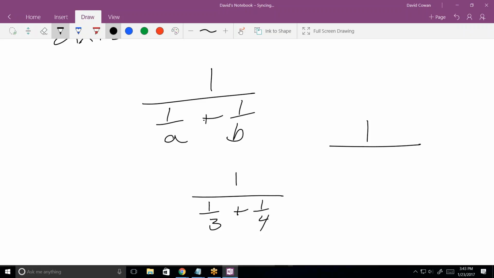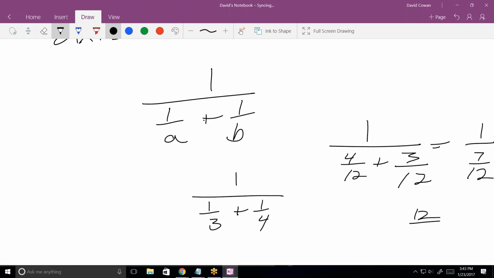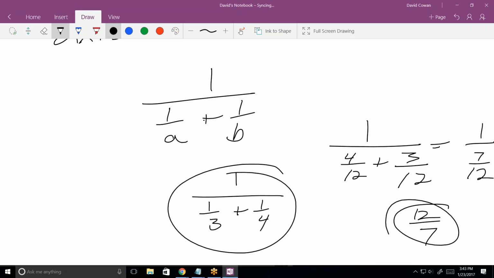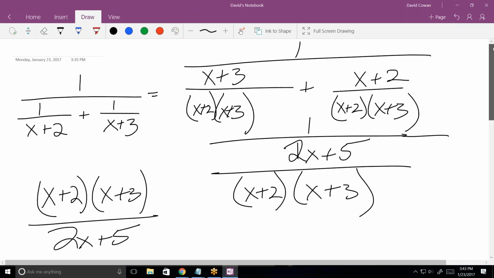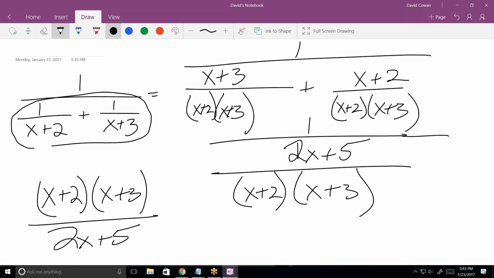So what I really have is 1 over 4/12 plus 3/12, which is 1 over 7/12. Now I flip and multiply and I get 12/7. So that's what that is, 12/7. Okay. And our problem was really no different than that. It was just a little more complicated. Instead of 1 over a, it was 1 over x plus 2. And instead of 1 over b, it was 1 over x plus 3. But still, the only way to begin this problem is to combine those two terms.